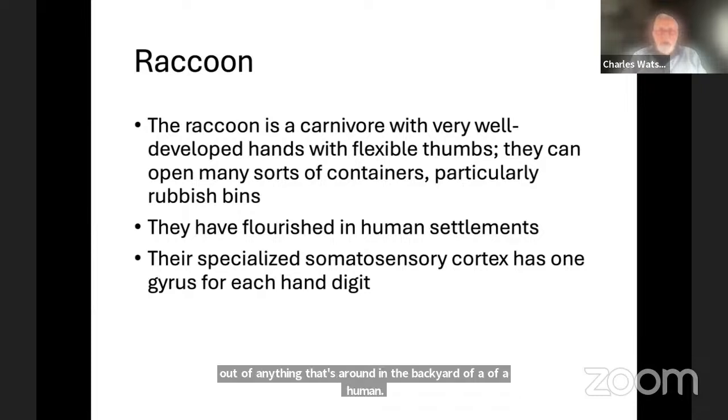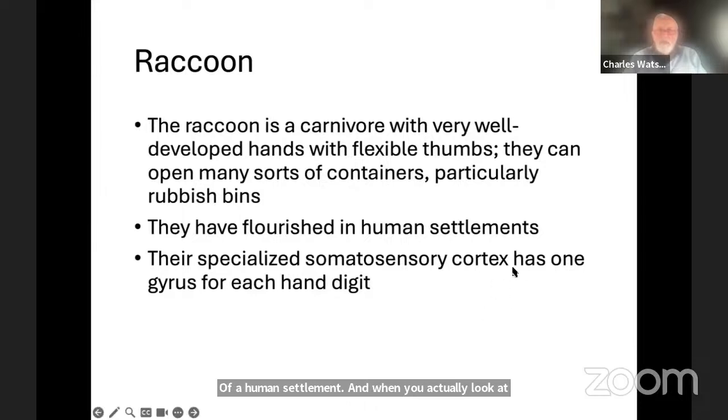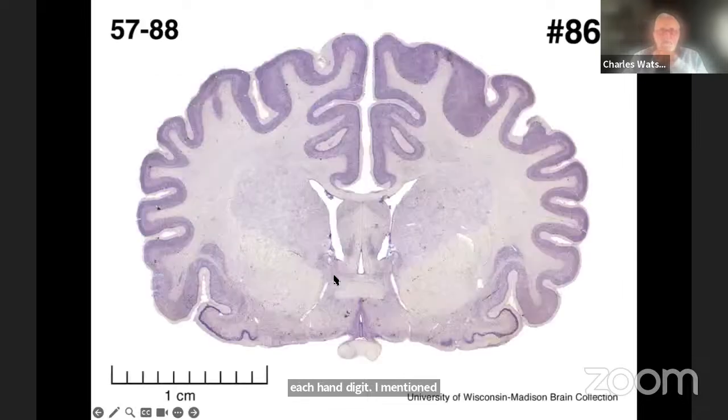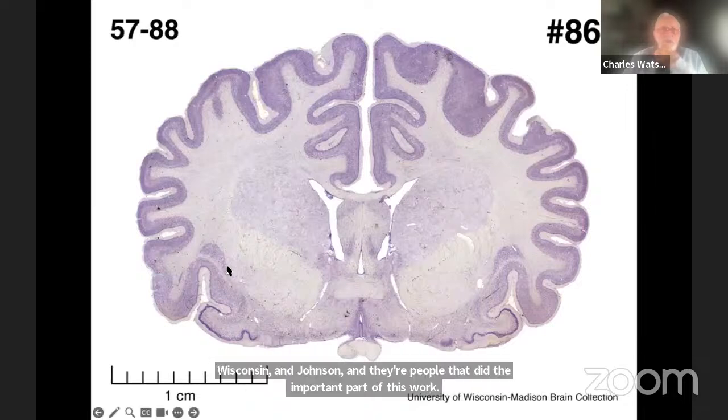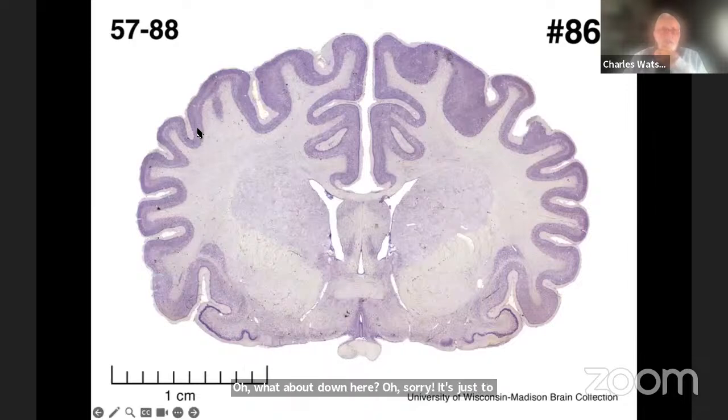And when you actually look at their somatosensory cortex, it's not such a great picture I'm going to show you, but it's a pretty good one. You'll find that they have one gyrus for each hand digit. I mentioned before Wally Welker from Madison, Wisconsin, and John Johnson, and they're people that did the important part of this work. Oh, what have I done here? Oh, sorry. It's just to show you that this is a section through a raccoon brain, and these are these separate gyri.